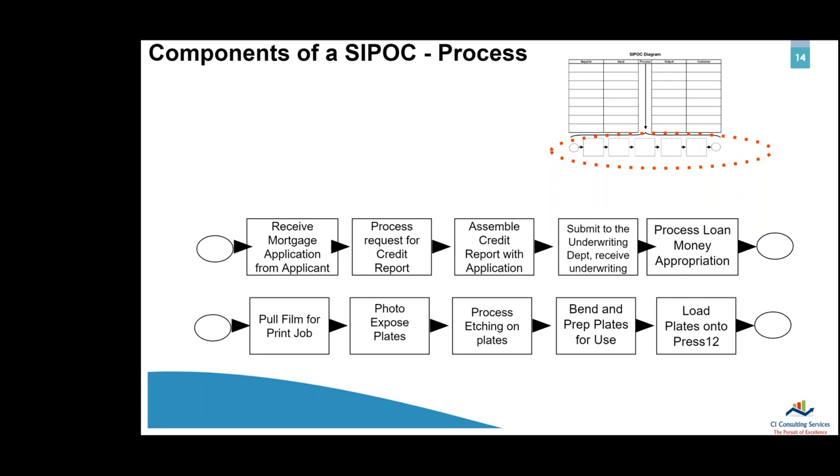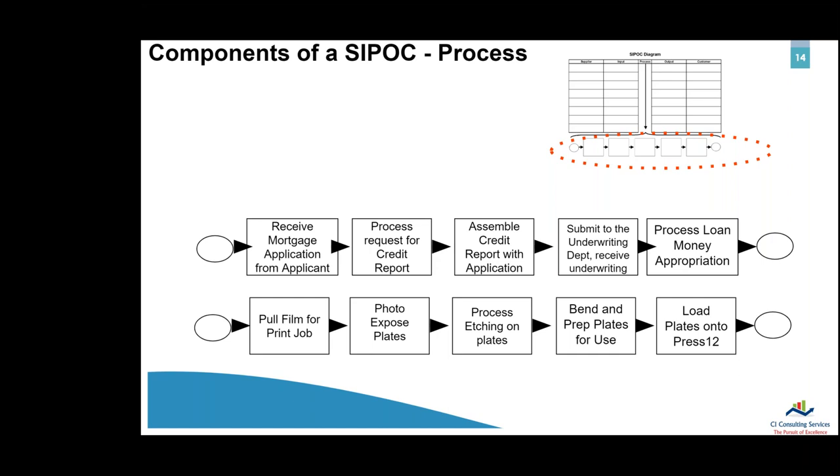Take a look at the second process here. In this case, this is more of a manufacturing process. Now, it's interesting because depending on the position that you're looking in and what creates value, you could argue that all this is set up for something else to be done, in this case, printing. But if you think about the people who are actually creating the plates to use, this is their value-adding activity. And so we're looking at, we pull the film for the print job, and we end when the plates are loaded onto the press. So there's a lot of pre-press work going on here.